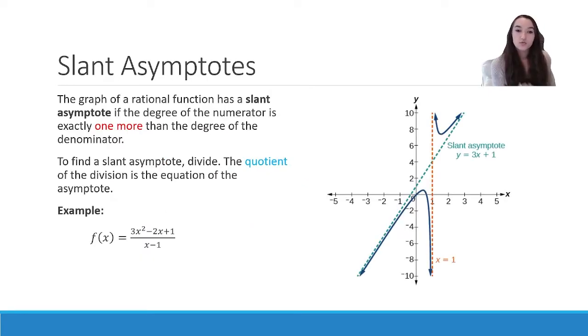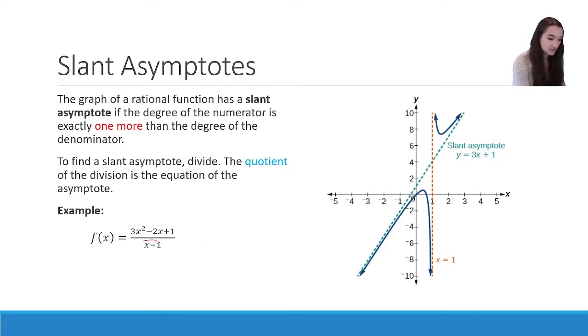The graph of a rational function has a slant asymptote if the degree of the numerator is exactly 1 more than the degree of the denominator. So to find a slant asymptote, we do our polynomial division. The quotient of that division is the equation of the asymptote. So here, the degree of the numerator is 2, the degree of the denominator is 1, so it's exactly 1 more, which means we do have a slant asymptote. So we have to go through the division.